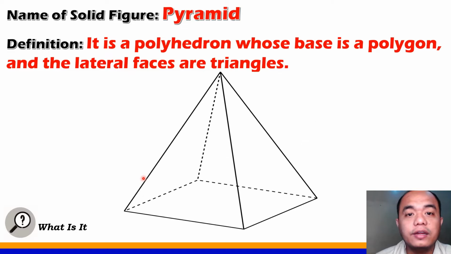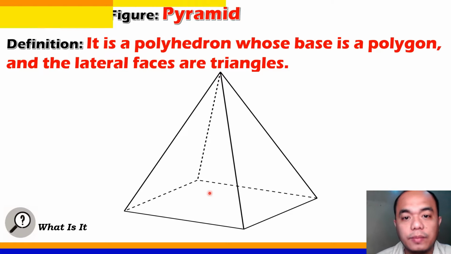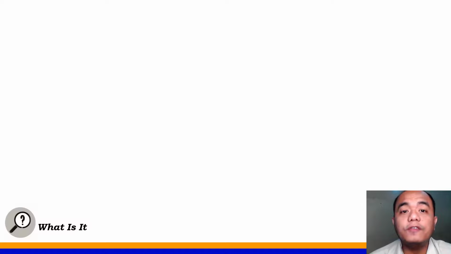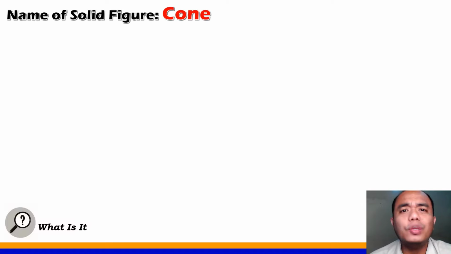So we have here another example of a pyramid, and this time it is made up of another polygon, which is a quadrilateral, specifically a rectangle. So this is a rectangular pyramid. Again, the lateral faces here are made up of triangles. So we have four lateral faces for a rectangular pyramid. The next solid figure is called a cone. And how do we describe a cone?